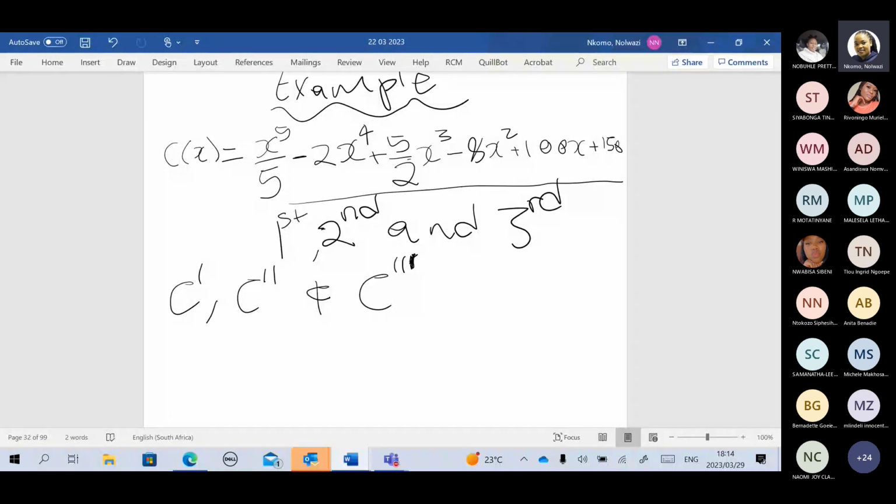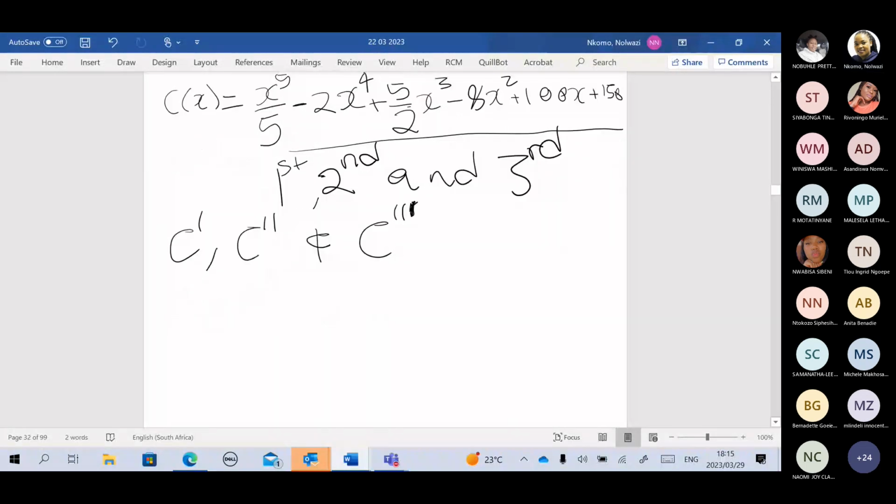And if you are differentiating a polynomial, that means you have to use the power rule, right? And remember, the power rule says if f of x is equal to a x to the power n, then f prime of x would be a n x to the power n minus 1, right?